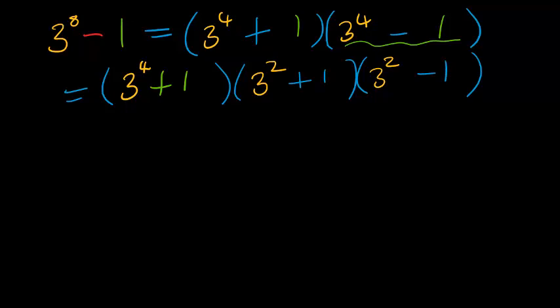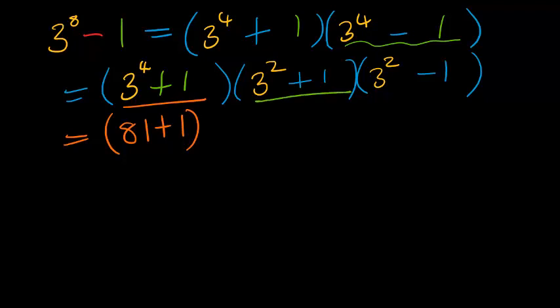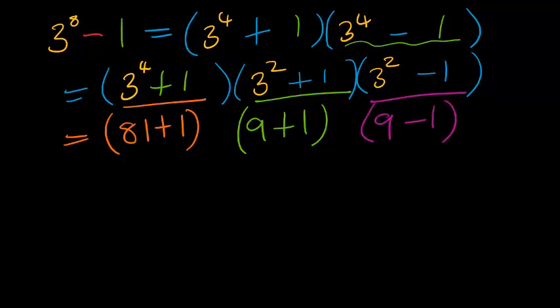Okay, so let's simplify. Our first one is going to be 3 to the power of 4, which is going to be 3 times 3 is 9. 9 times 3 is 27. 27 times 3 is going to be 81. 81 plus 1. That's going to be our first bracket. Our second bracket is going to be 3 squared, which is 9 plus 1. And our third bracket is going to be 3 squared, which is 9 minus 1. So that gives me 82 times 10 times 8.